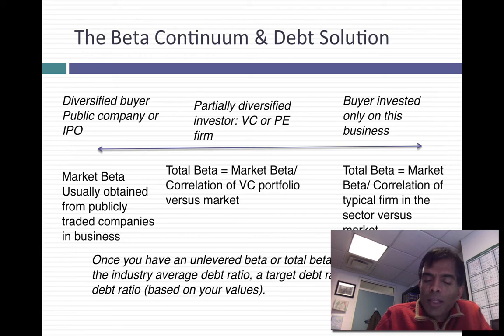As for the debt to equity, as I said, I might use an industry average, a target debt ratio, or an iterated debt ratio. But whatever I use, I've got to be consistent. In what sense? To lever the beta, I have to use that debt ratio. And then when I do the cost of capital, I have to use exactly the same debt ratio.